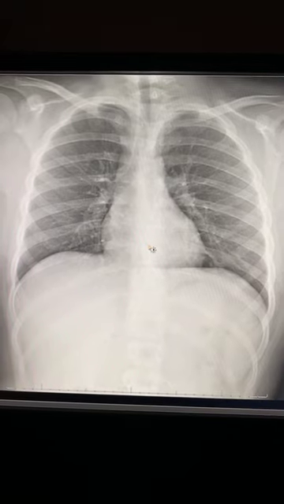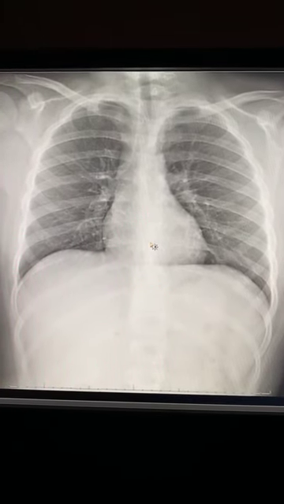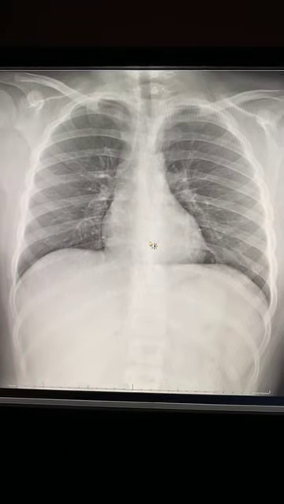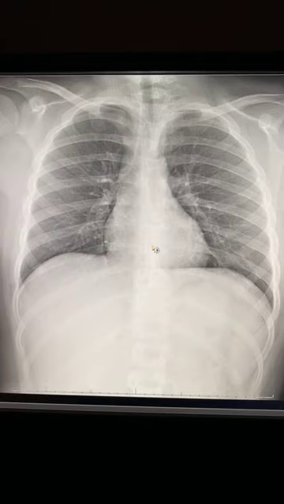I know some people have heard the ABCDs of a chest X-ray or the ABCs of a chest X-ray. I do it a little different. I'm doing a thorough search. So here's my radiologist way of doing it.